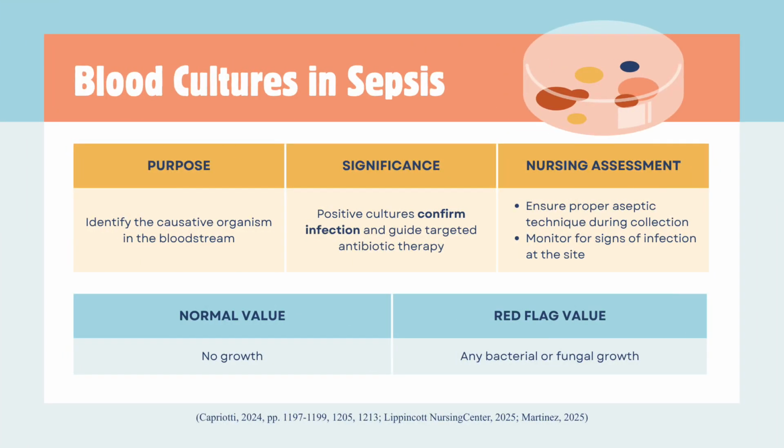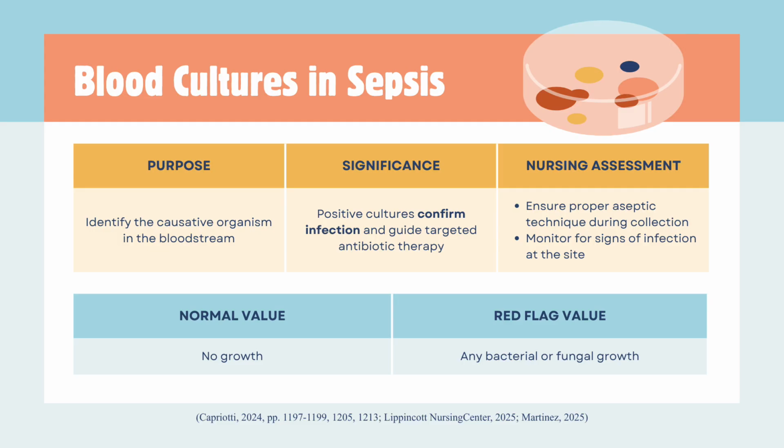In sepsis, blood cultures are used to identify the causative organism present in the bloodstream. Positive cultures confirm the presence of infection and help guide targeted antibiotic therapy, which is essential for effective treatment. Normally, blood cultures show no growth. A red flag finding is any detection of bacterial or fungal growth, which indicates active bloodstream infection.